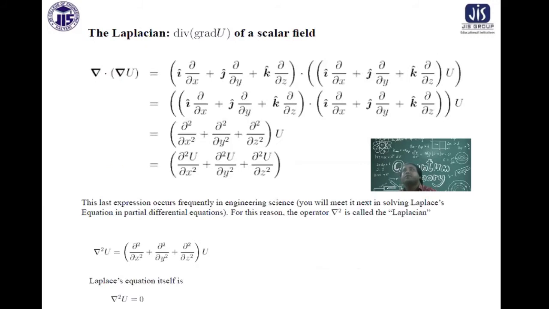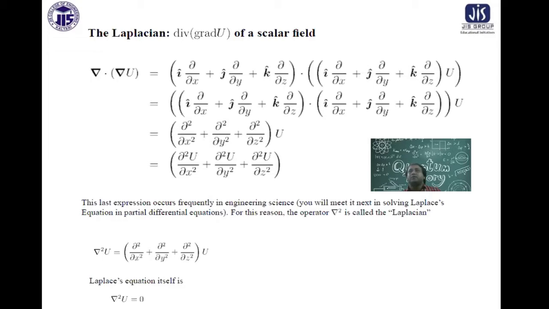Now another beautiful idea. Suppose I have two operators acting: divergence of the gradient of a scalar u. The gradient of a scalar is del u del x i cap, del u del y j cap, del u del z k cap. Now, if you take the dot product, ii will be 1, jj will be 1, kk will be 1. So it will be d2u dx2 plus d2u dy2 plus d2u dz2.